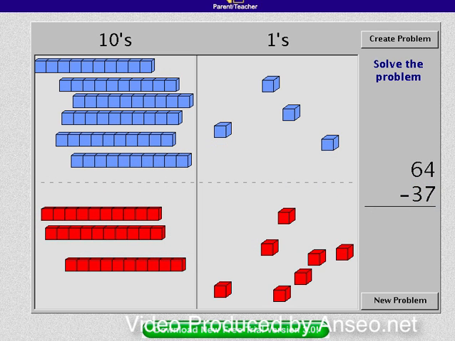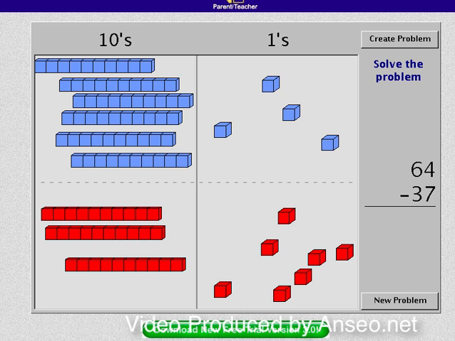So this is a transition board as such, and we have the problem, which is 64 take away 37. So we've got 6 tens and 4 units, and we're taking away 37. Now, I'm going to go through the language of how we would solve this. So we start with the units or the ones, and we say 4 take away 7.